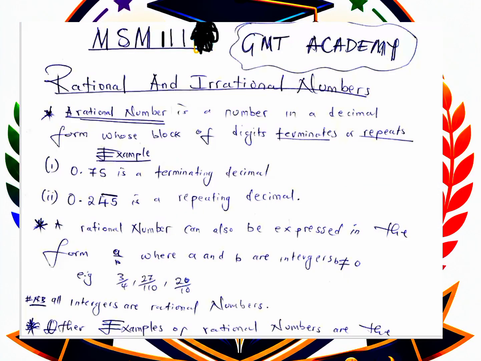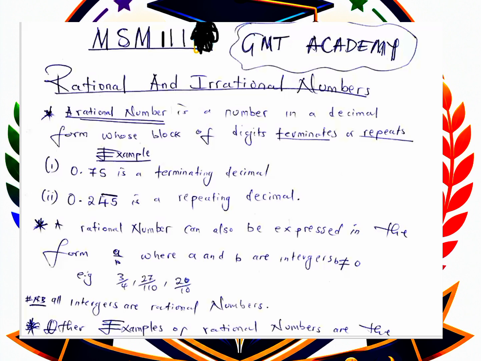I welcome you all. This is GMT Academy, and in today's story, we're going to talk about rational and irrational numbers, right? And the course code is MSM 111. Our main focus will be on rational numbers. Then we'll also discuss irrational numbers in the next video.